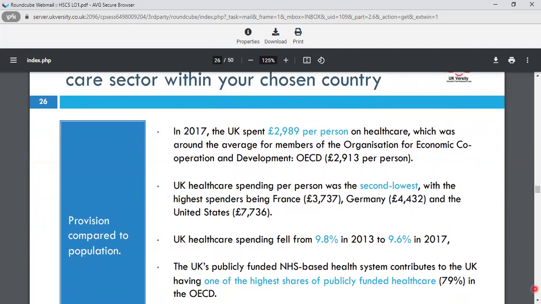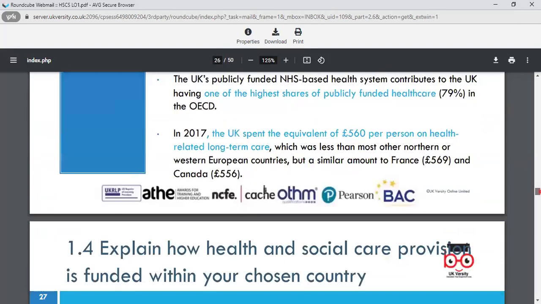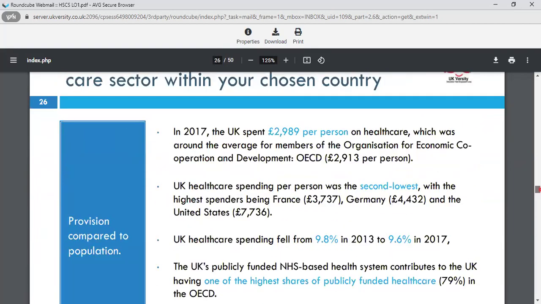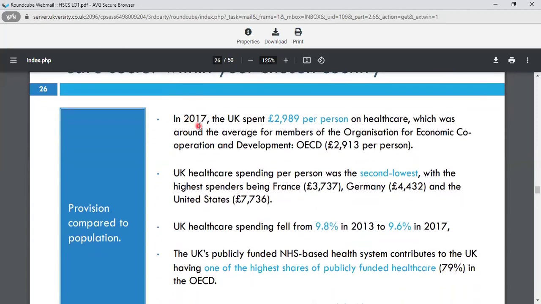So I think, let me have a look at this. Yeah. So I think this will be the last one. Yeah, so this is the LO that we'll be completing. So provision of care compared to the population. So if we compare in 2017, the UK spent around £3,000 per person on healthcare, which was around the average for members of the OECD. So it was a huge amount.